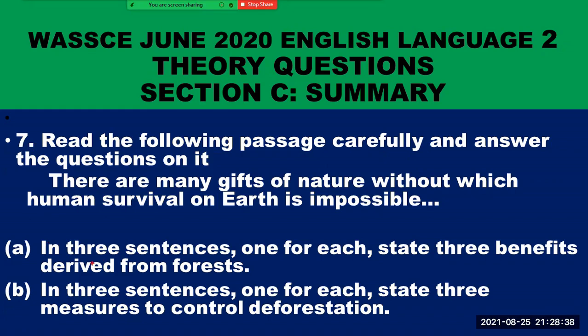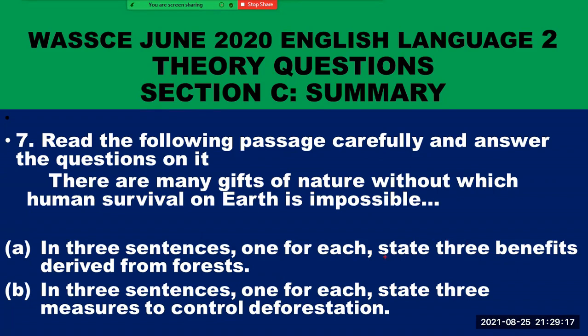All right. Now, if you watch the video I have uploaded on summary writing, you will see the procedure that I have taught. I always emphasize that students should read the questions first in order to simplify the process for them. So let's look at question A. In 3 sentences, one for each, state 3 benefits derived from forests.